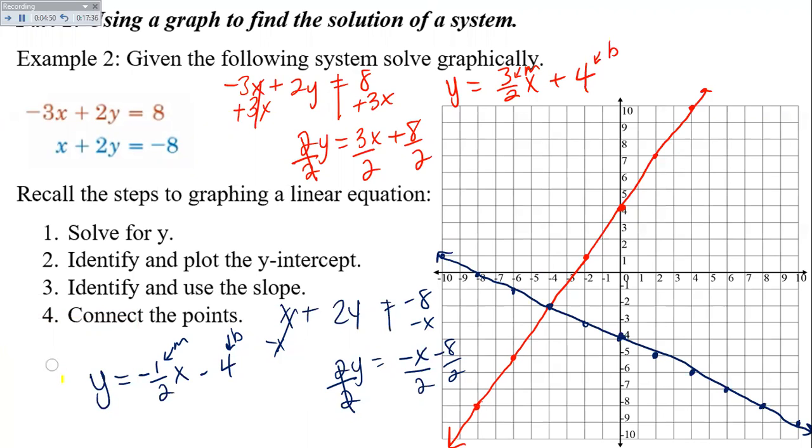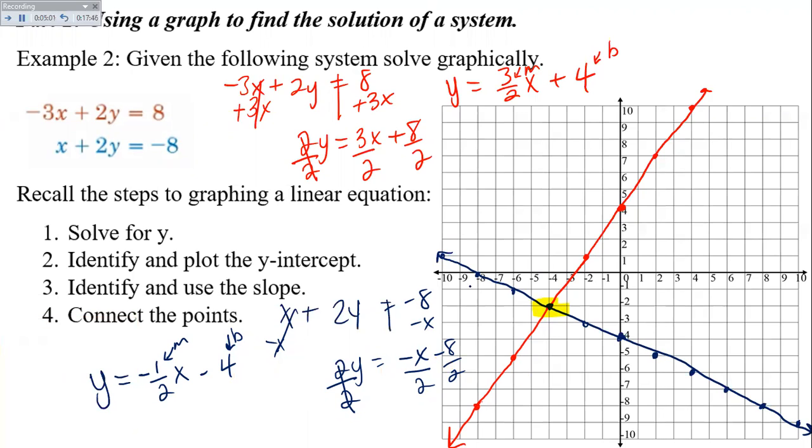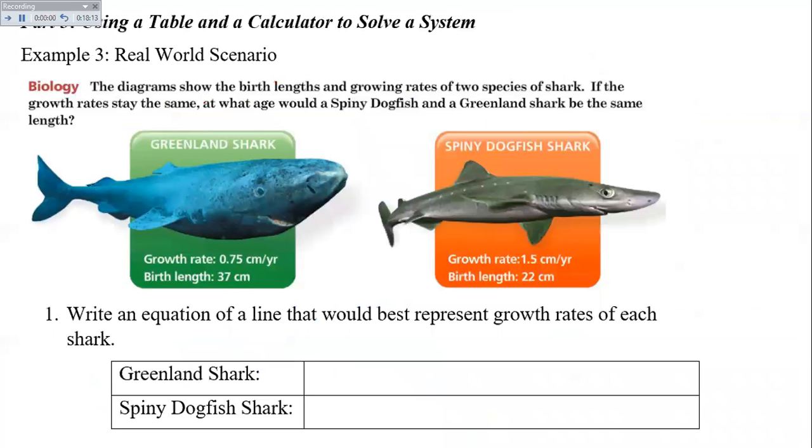Do we see our point of intersection? Yes. Where's our point of intersection? -4, -2. So our answer is -4, -2. Okay. How do we feel? It's a little tedious, huh? But doable. Questions, comments, concerns? None? Yay. Okay. All right.